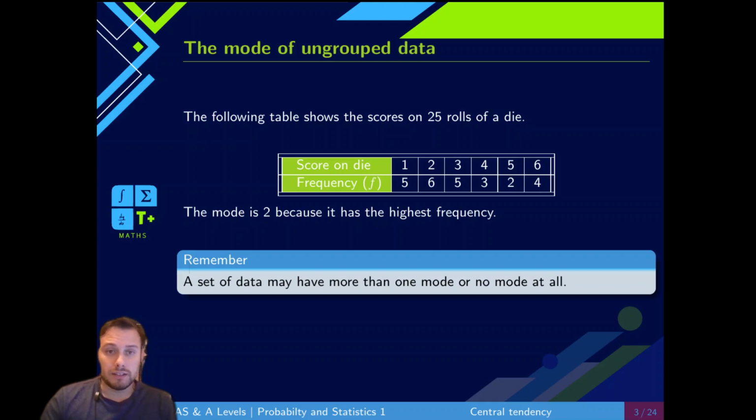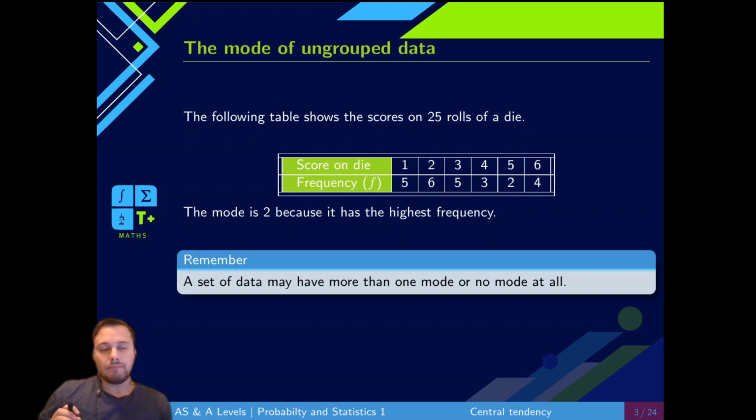There's something that we need to remember before we get into something a bit more complicated. That is that a set of data may have more than one mode, or it could have no mode at all. If all the values have the same frequency, then we say that there is no mode, and that's fine. It's part of the analysis.